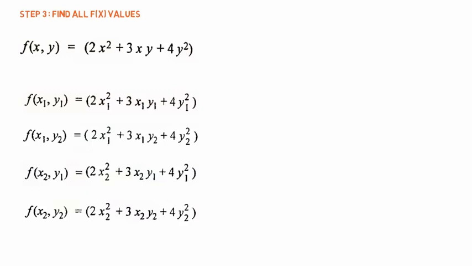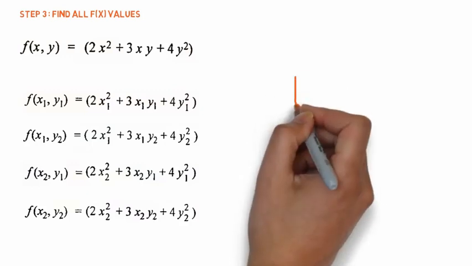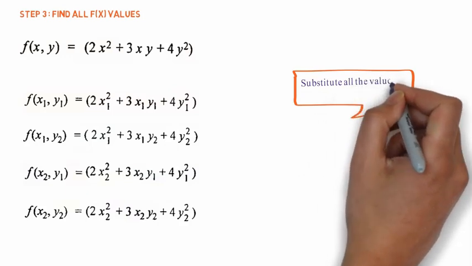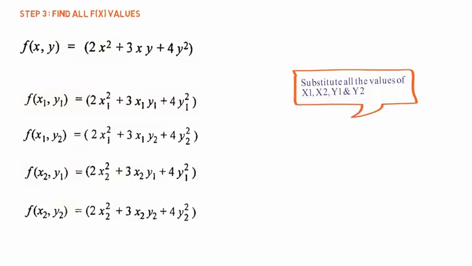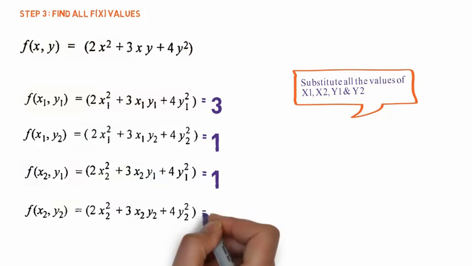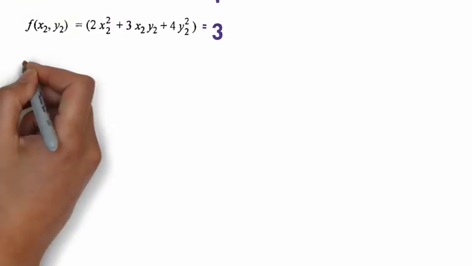Simply substitute all the values of x1, y1 in the respective f of x in the above equations. So here you simply substitute all the values of x1, x2, y1, y2 in the following equations, and then you will get the f of x1, y1 value as 3, f of x1, y2 value is 1, f of x2, y1 value is 1, and the f of x2, y2 value as 3.